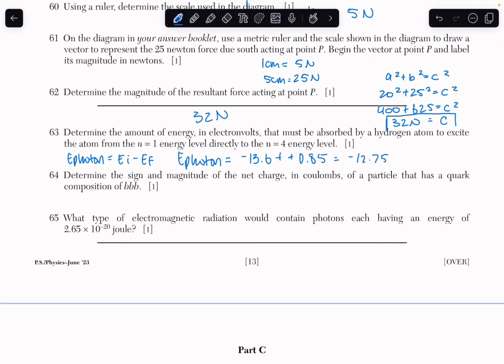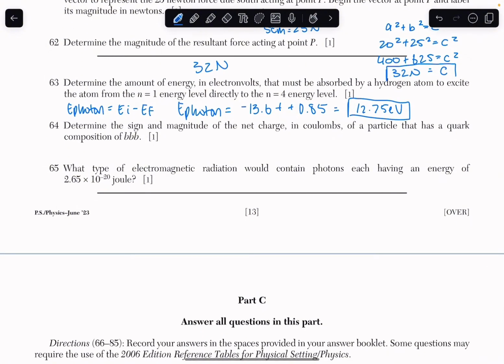So that's going to end up being negative 12.75 eV. But it's actually not negative, it's positive 12.75. Even though the math says it's negative, it's positive because it's asking for the amount of energy that needs to be absorbed. So in order to get from negative 13.6 to negative 0.85, you have to absorb positive 12.75 electron volts. Do you guys see that?